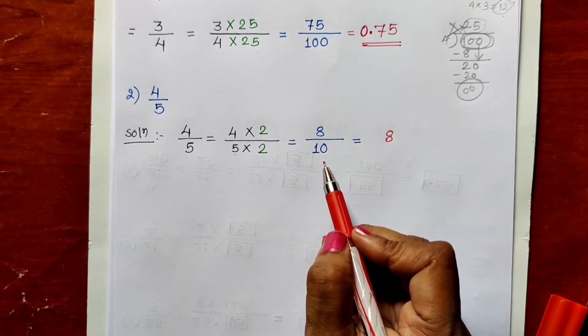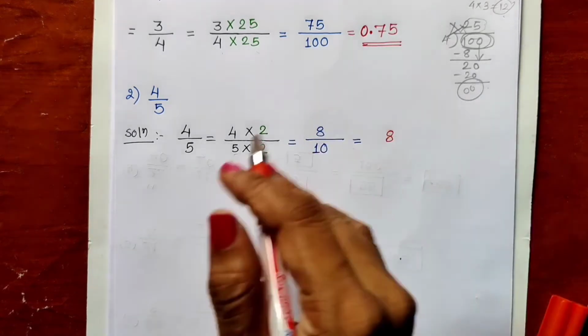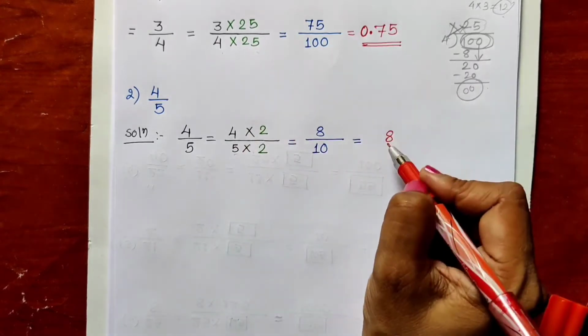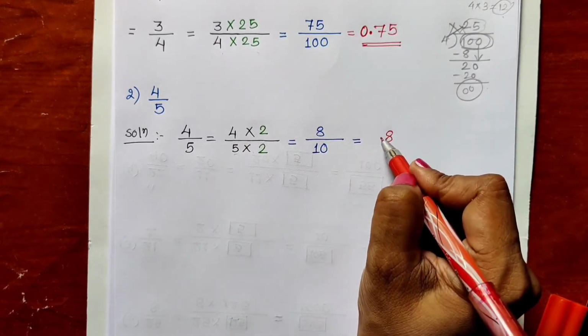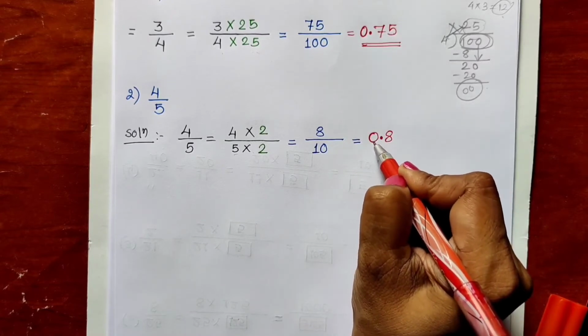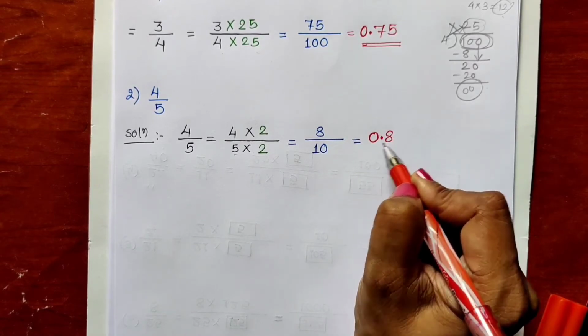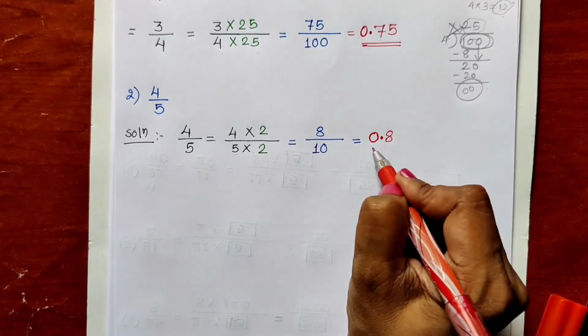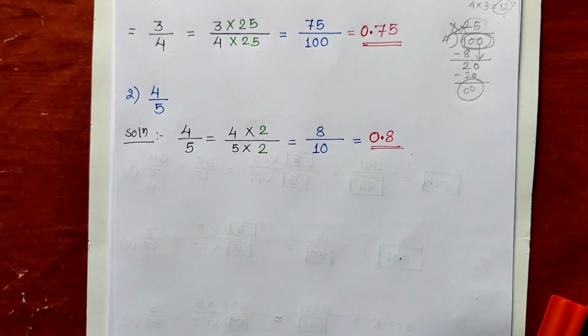So the decimal point should be there before one digit from right to left. Single digit is there, so the decimal point should be here. On the left hand side nothing is there, so write 0. So the answer is 0.8. 8 upon 10 means 0.8. In this way we can write the answer.